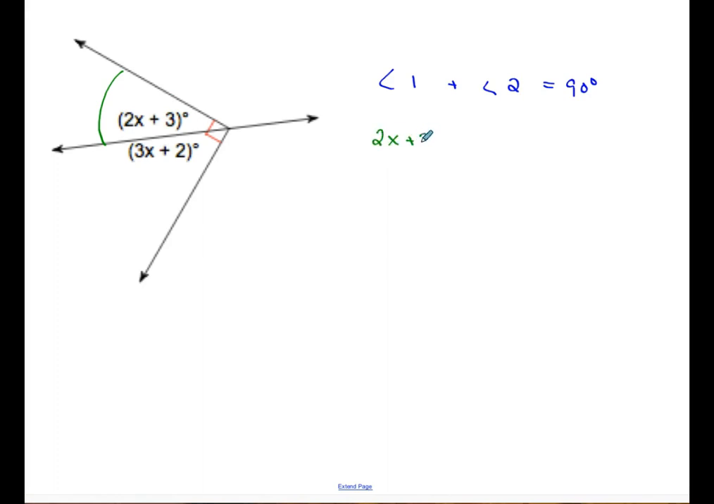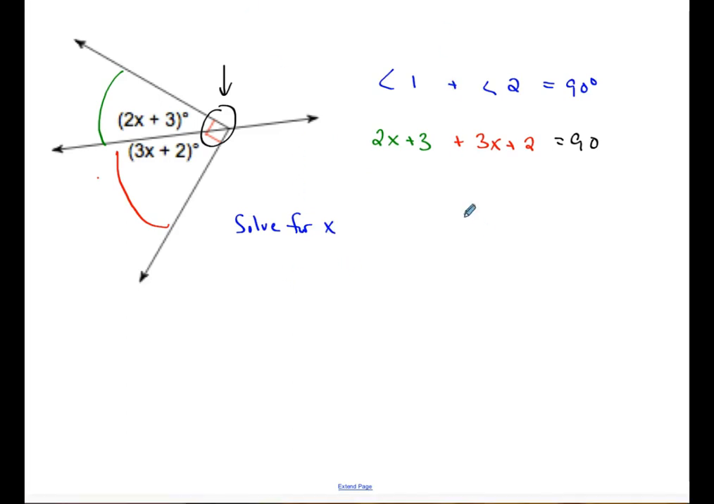So 2x plus 3 is that first angle. And the second angle here is also unknown. That's going to be 3x plus 2. But I do know that they are both equal to 90 degrees, denoted by that symbol there, showing me that these two angles are complementary. So your instructions here could be solve for x, or find the missing angles.